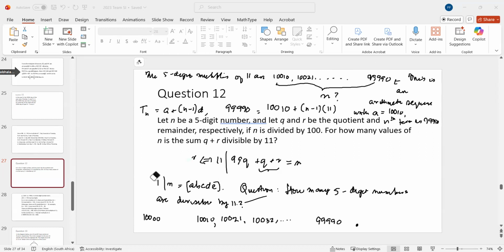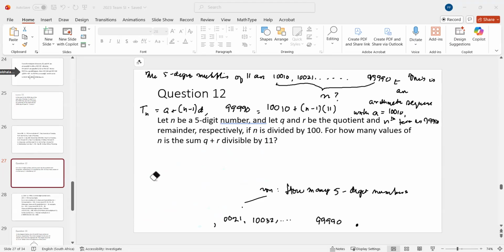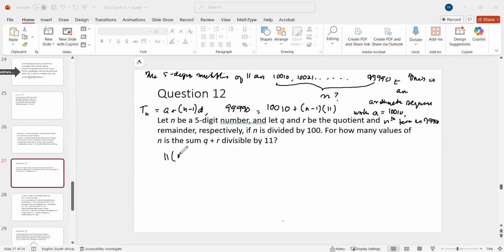What is n? So this problem here is actually an interesting problem for giving you the application of the arithmetic sequences, but it's disguised in such a way, very cleverly disguised, so that you don't see it. So really what happens is that I need to solve for n here. So you have 11 into n minus 1 is equal to 99990 minus 10010.